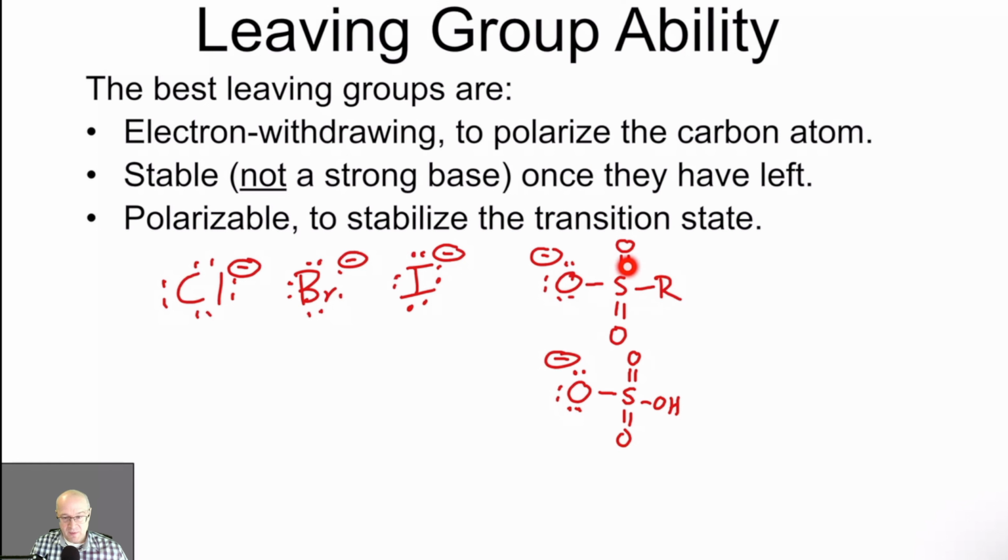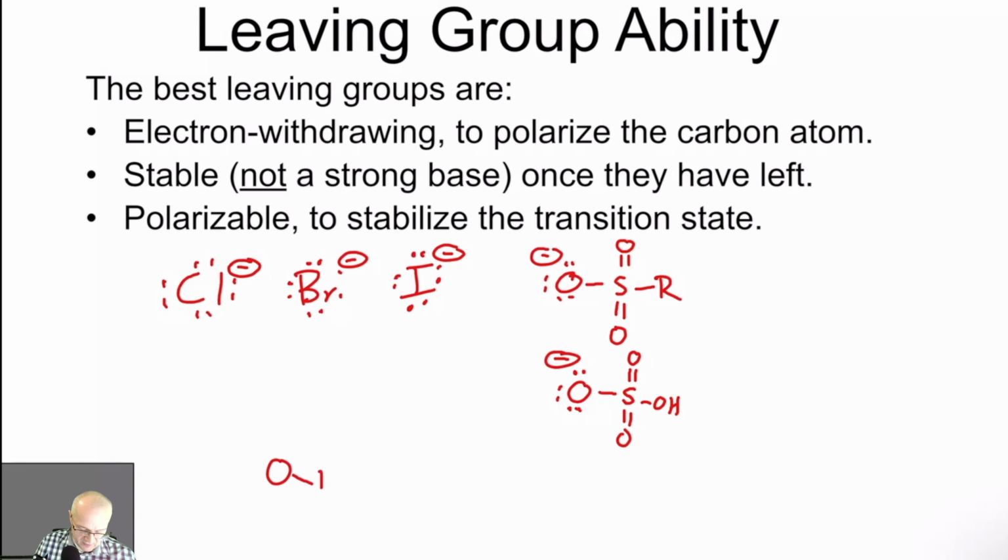This one is commonly used. An R can be methyl, trifluoromethyl. It can be a lot of different things. So these are good leaving groups. And we're going to see this a lot, this a little bit less so, and never ever going to see this in these classes. Now let's look at some neutral molecules.